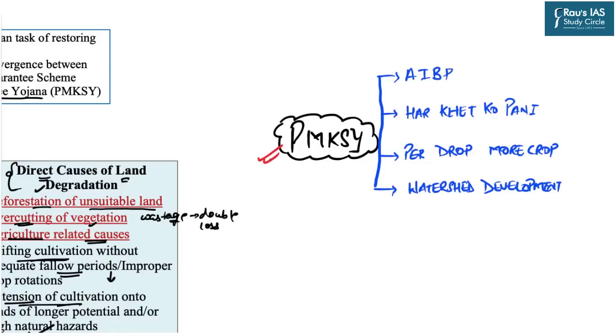Now, Pradhan Mantri Krishi Sinchai Yojana has four important components in it. And as the name suggests, it is basically focusing on the Krishi Sinchai part, that is, irrigation for agriculture. So that is why all four components are focusing on this very aspect. The first component is the Accelerated Irrigation Benefit Program. It specifically focuses on strengthening the existing major as well as medium irrigation projects.